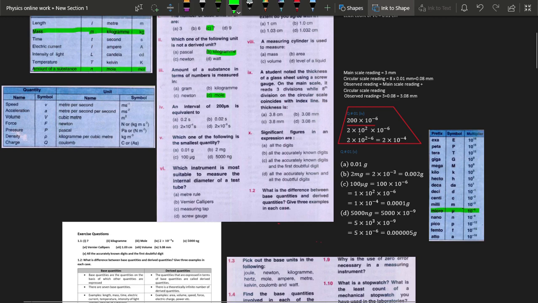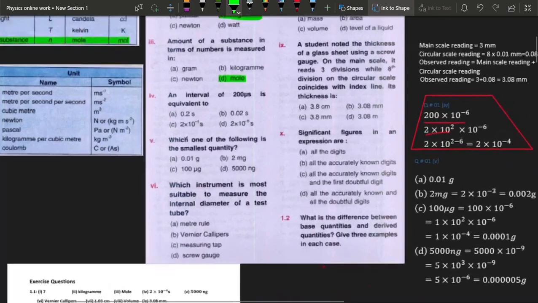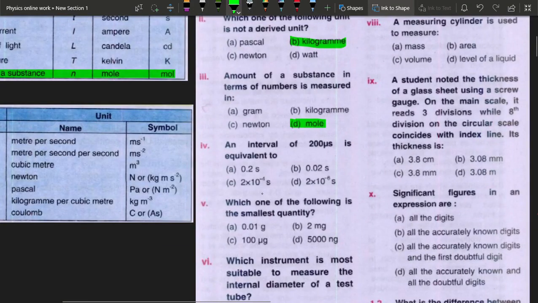So now next step, convert this 200 into a simple scientific notation, which can be written as 2 into 10 raised to power 2. And when we solve this 10 raised to power 2 and 10 raised to power minus 6, it will be 2 into 10 raised to power minus 4. So the correct option is 2 into 10 raised to power minus 4. So this is the correct option.